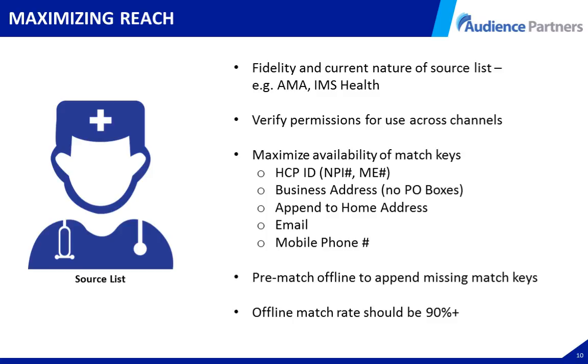So we do this pre-match offline, and we append the missing match keys based on our database. And then it's matched online, again, across multiple providers. And a good list should always yield an offline match rate significantly above 90%. When we see it below that, it's typically a function of bad data of some type. PO boxes tend to be a frequently occurring problem there.